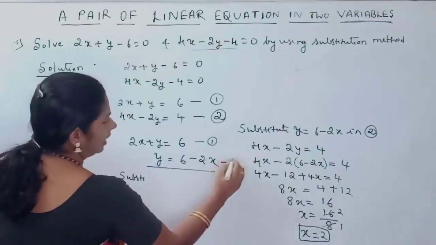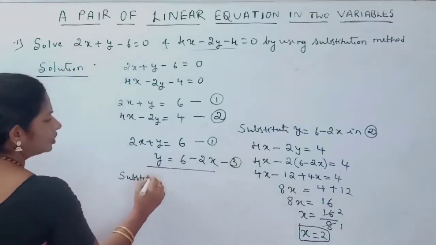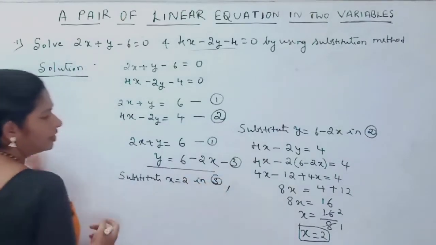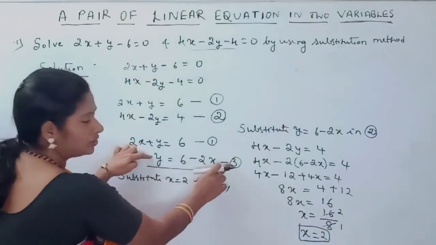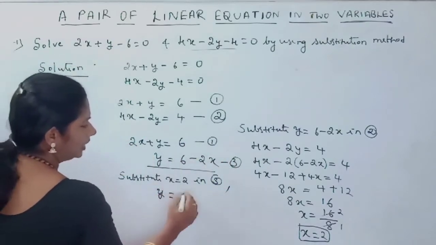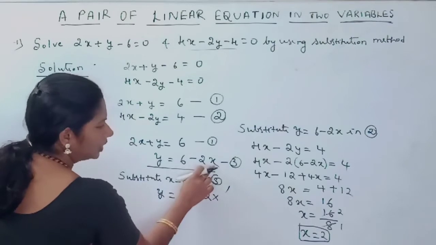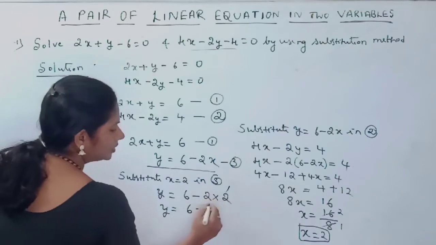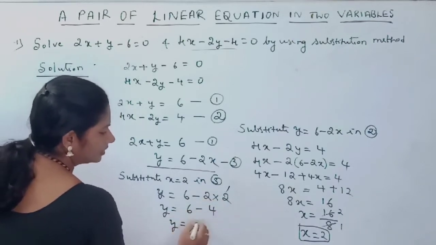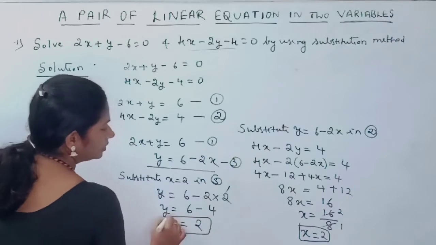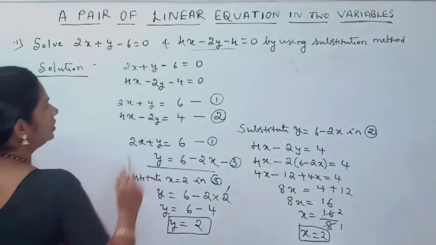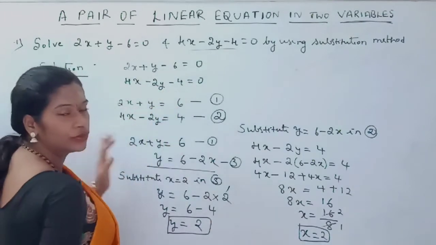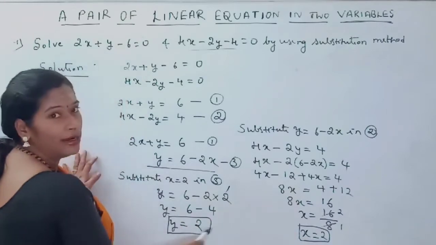Now I'll call this equation 3. Substitute x = 2 in equation 3. What is equation 3? y = 6 - 2x. Let us substitute, children. The y value is 6 - 2 into the x value, 2. The y value is 6 - 2 twos are 4. The y value is 6 - 4. It is 2. So what is the solution of the pair of linear equations in two variables, 2x + y - 6 = 0 and 4x - 2y - 4 = 0? The x value is 2 and the y value is 2.